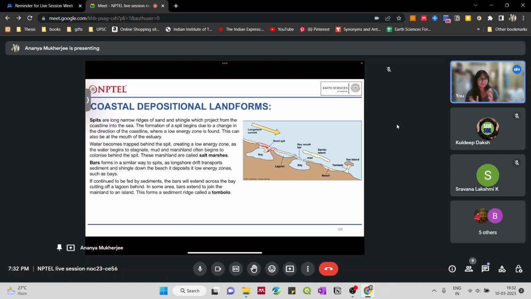Now there are sometimes places behind the spits, okay, where the water kind of gets collected and remains stagnant. So it will kind of create a marshland. So those are called salt marshes.